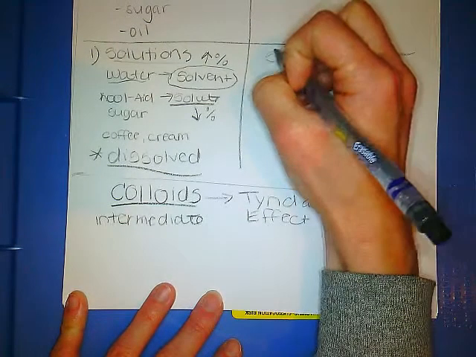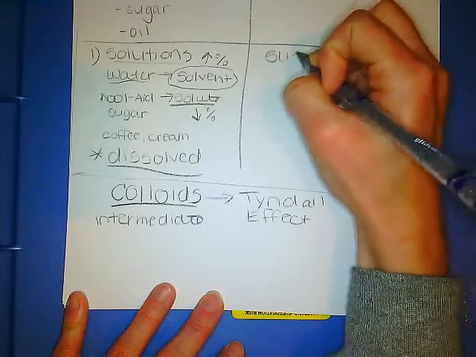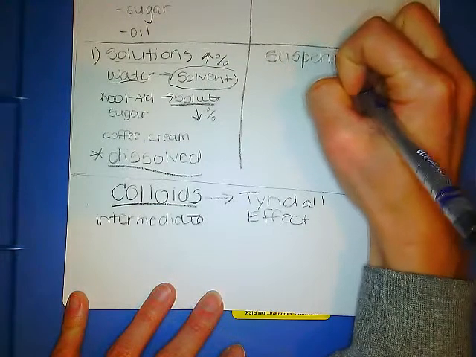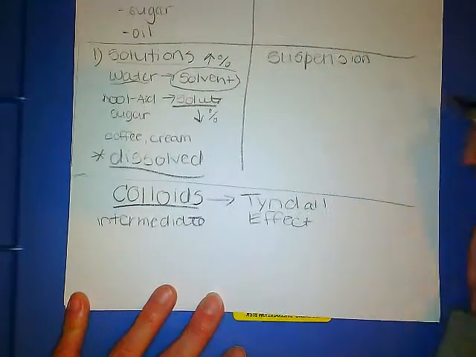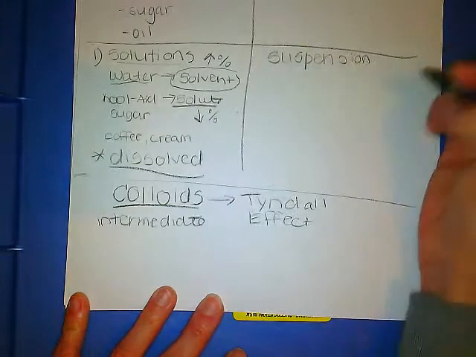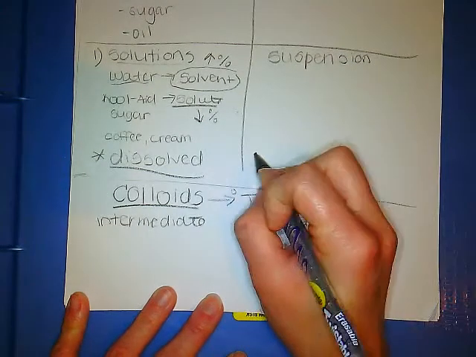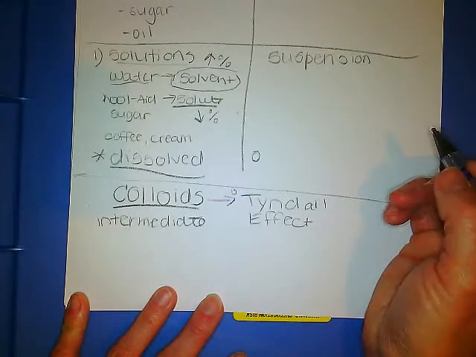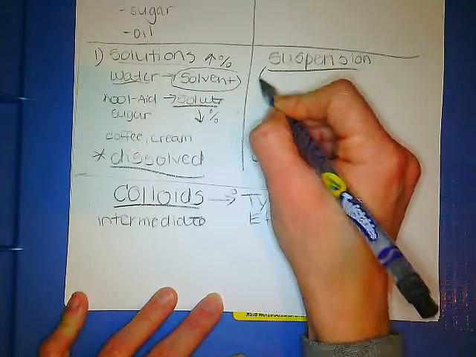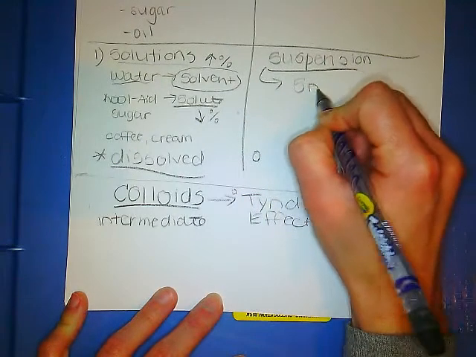And then the last type of mixture I'd like to talk to you about is a suspension. And this is probably the easiest one to understand because we said solutions have very small particles. Colloids are a little bit bigger. Suspension, the particle size is much bigger.